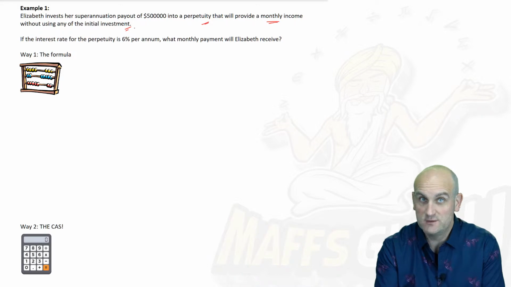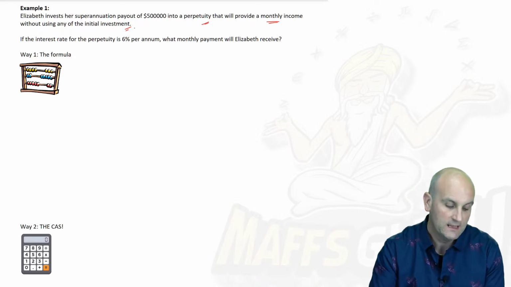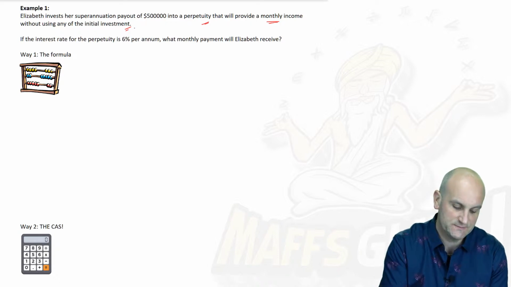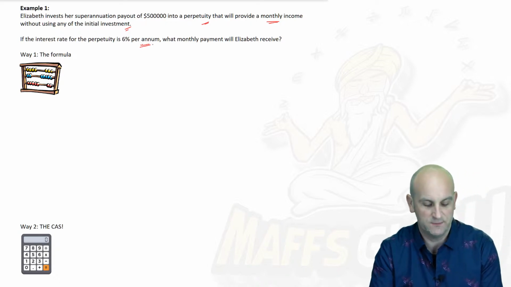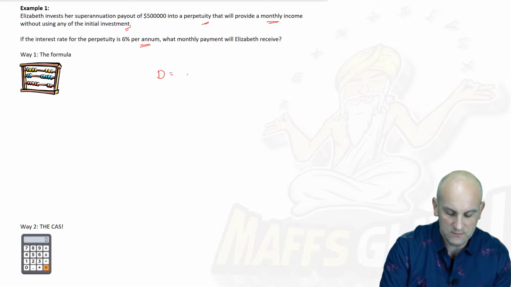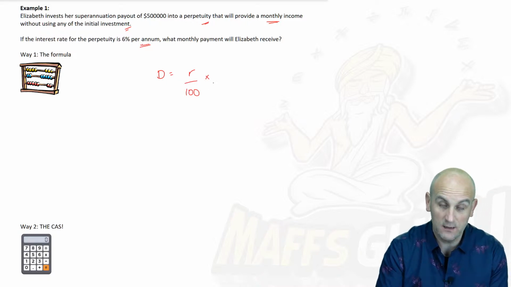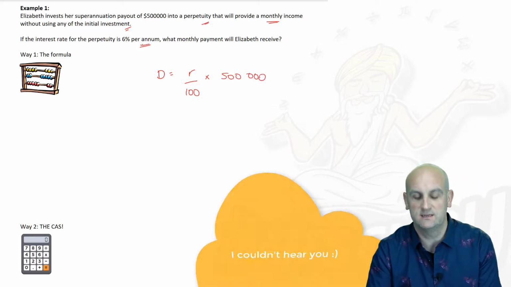So like that annuity, we kept taking some of our money away from the principal. Not in this case. If the interest rate for the perpetuity is 6% per annum, what monthly payment will Elizabeth receive? Let's do it the first way, the formula. So we know that D was equal to R on 100 times V0, which was $500,000. Still sounds a lot, doesn't it?